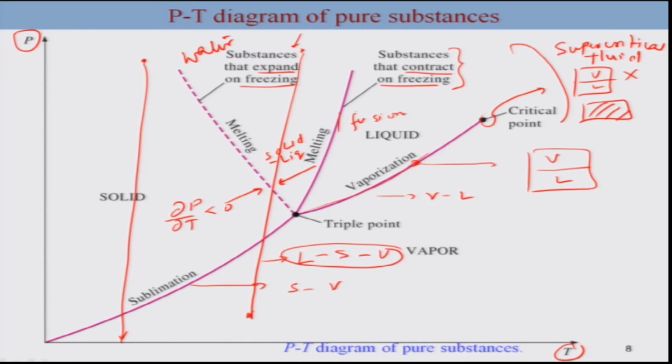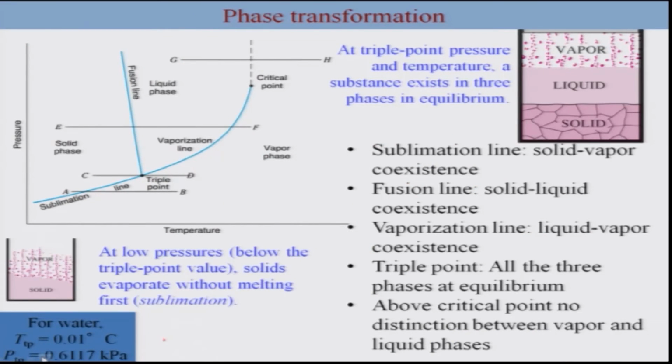But for the other case, the case of substances that contract on freezing, this would be your solid to vapor. And if you go from here, then it will be completely different, because you are starting from liquid to vapor. Okay. So, already we have gone through some of the examples.